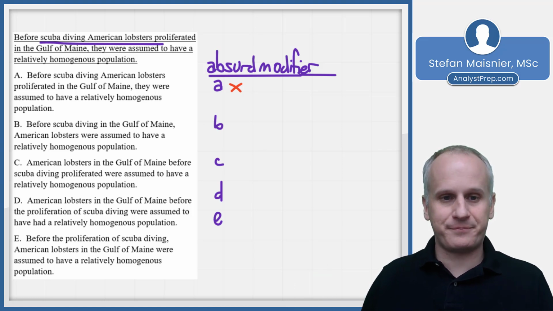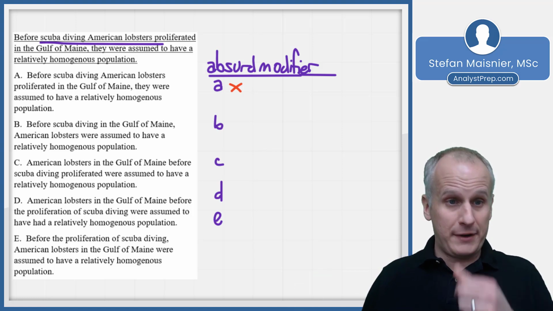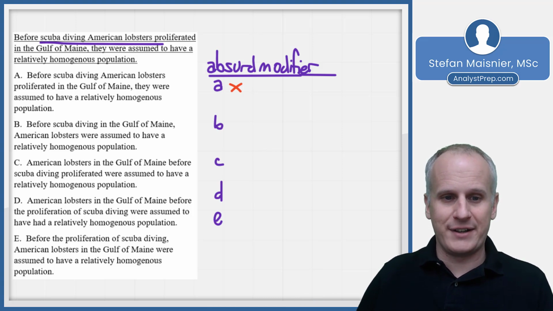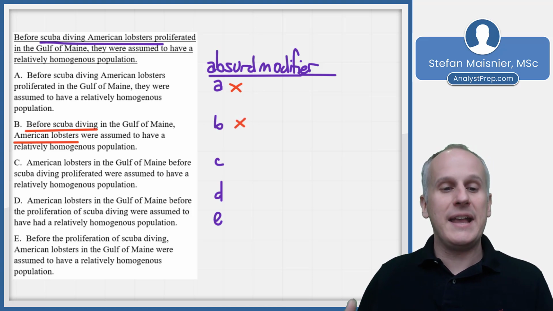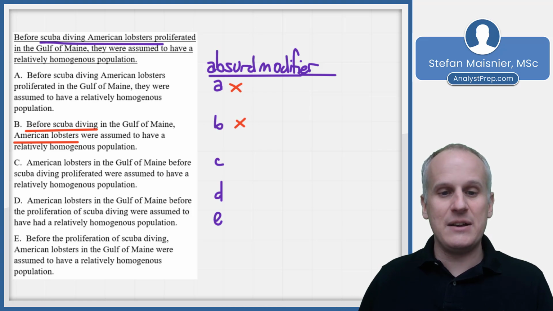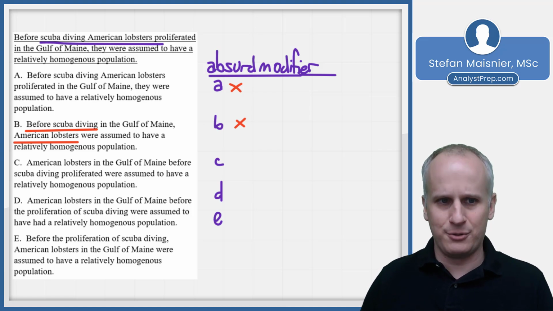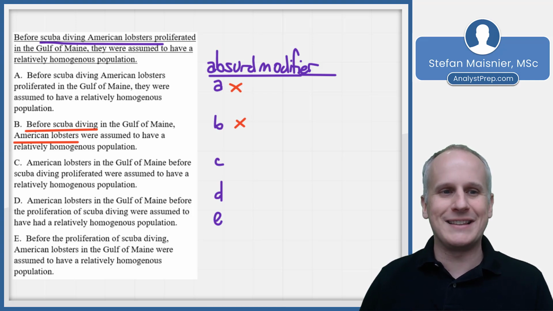And we then want to go find if there are any other scuba diving American lobsters in our other answer choices. And here we've got scuba diving American lobsters once again in choice B. In choices C, D, and E, we at least just have American lobsters in the Gulf of Maine that aren't necessarily scuba diving, and the scuba diving's been properly separated from those lobsters. So now we'll go look at the other answer choices.